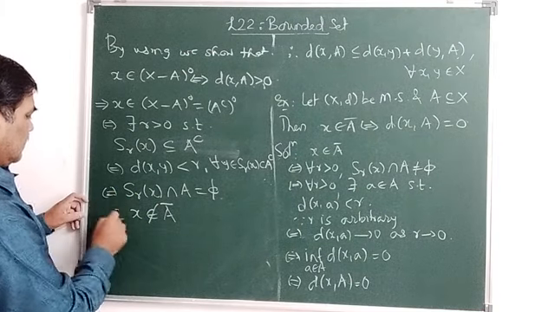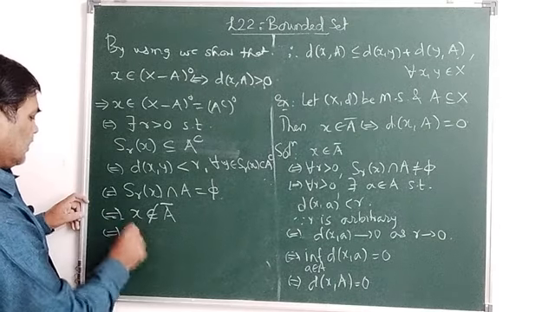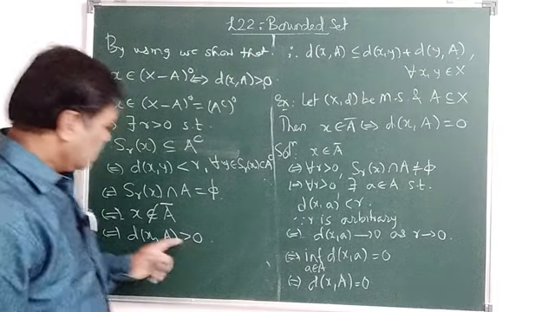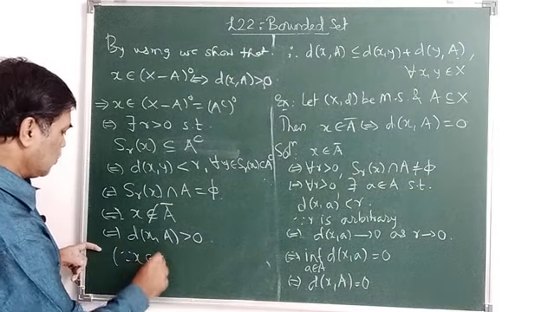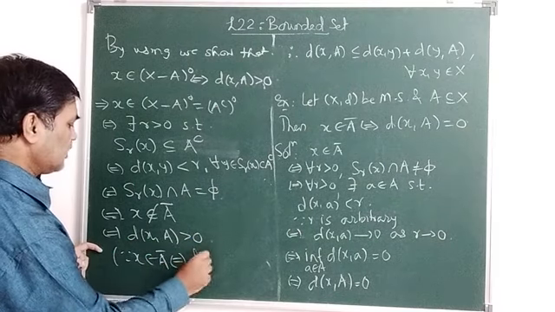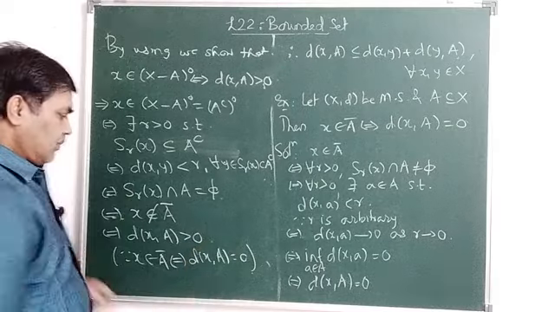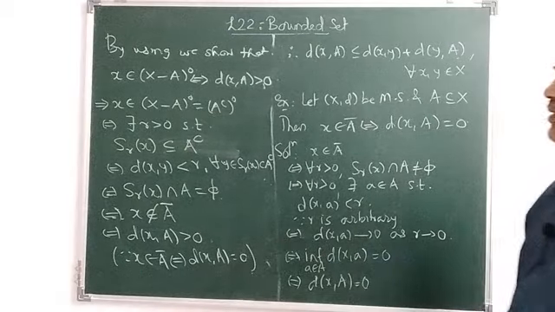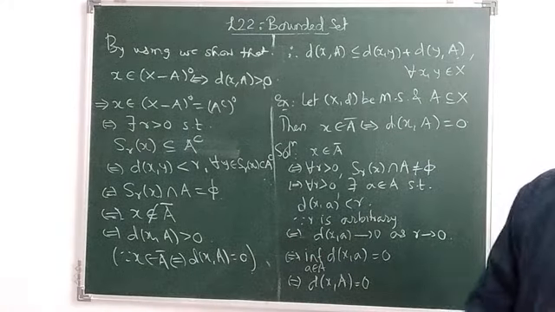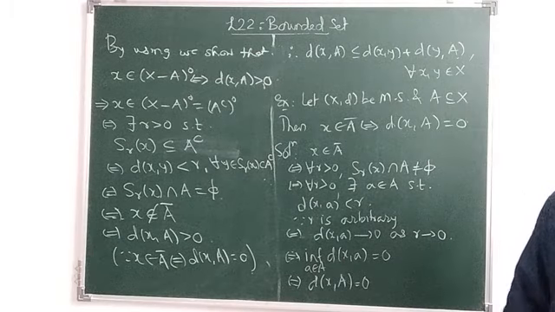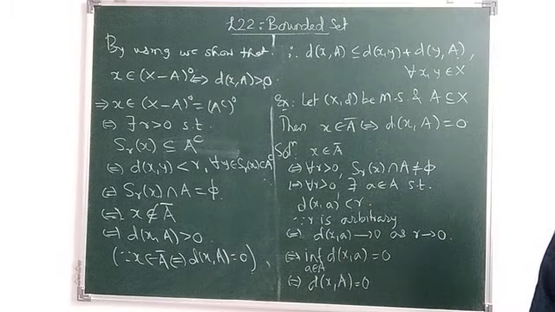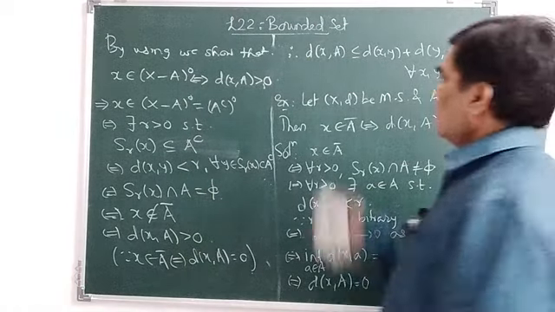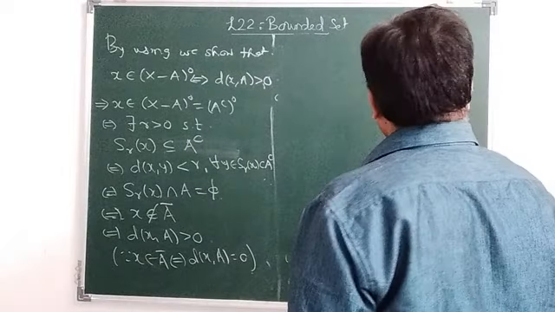So the infimum d of xA must be greater than 0, whereas since x belongs to A closure, the infimum d of xA is equal to 0. So with the help of this previous result, we are proving this one. Now we'll prove the other as an exercise.